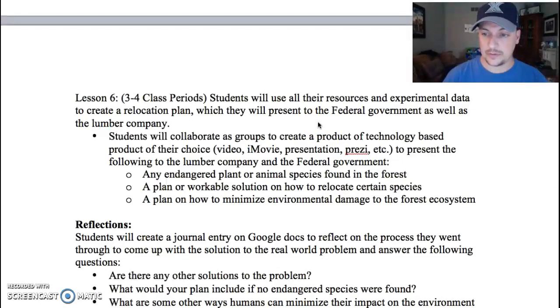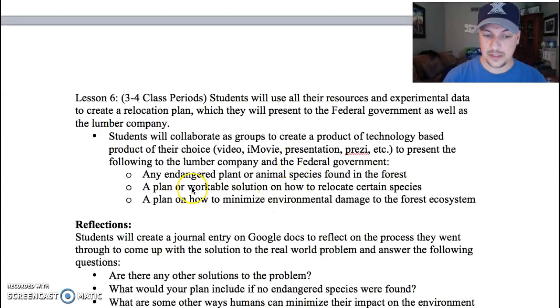Once they do that, hopefully the lumber company gives them enough time to relocate all the species of both plants and animals before they start knocking down the trees. So they'll collaborate together as groups to create a product of technology based on a product of their choice, whether that's a video, iMovie, presentation, Prezi, etc., to present to the lumber company and the federal government.